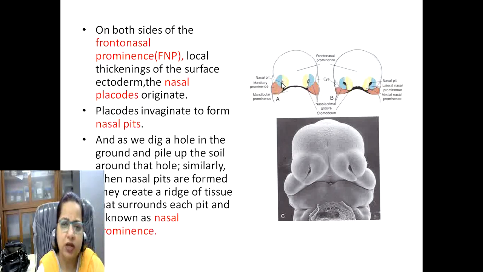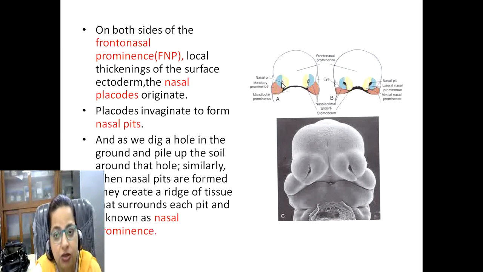Now, whenever there is a pit, there is heaping up of something around the pit. When a hole is dug in the ground by a person, he piles up the soil around that hole only. Similar is the case with the nasal pit. When the nasal pit is formed, there is heaping up of mesoderm around the nasal pit.